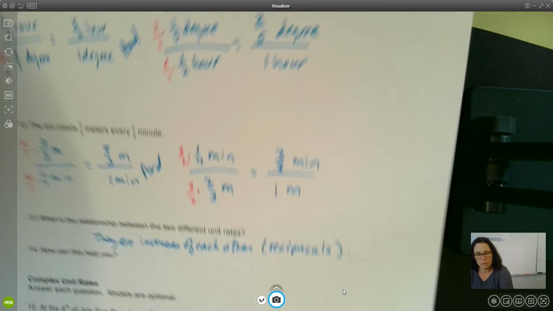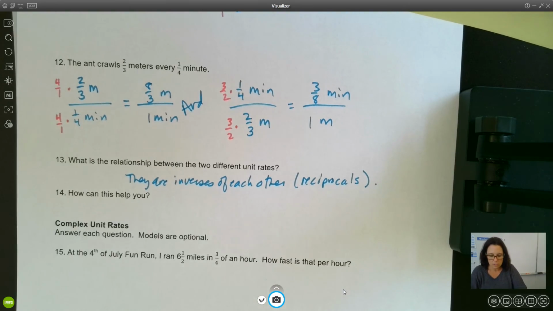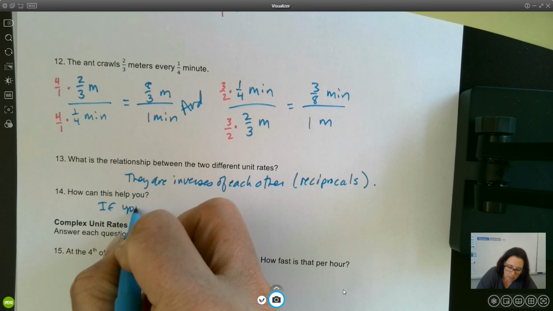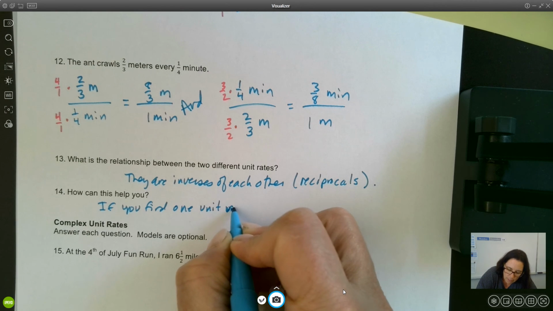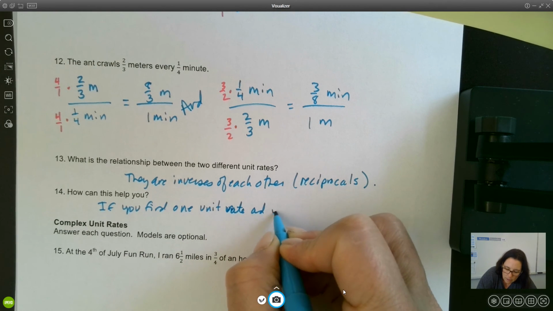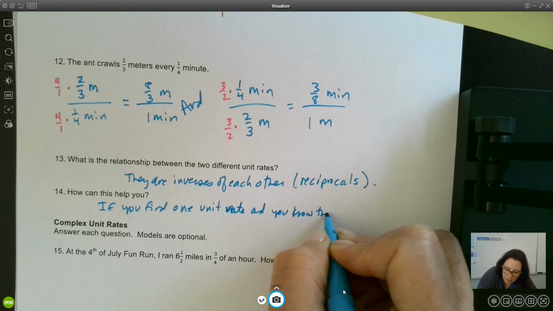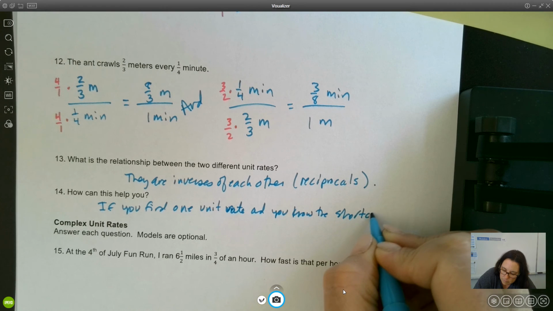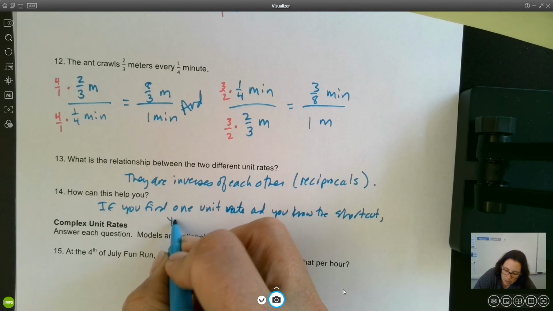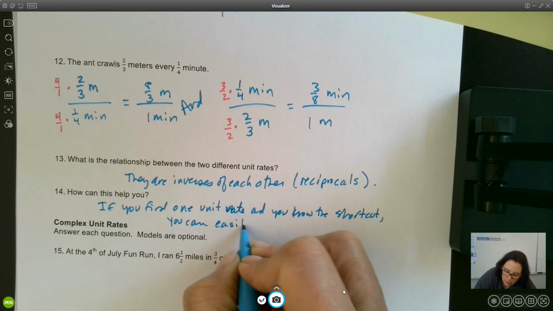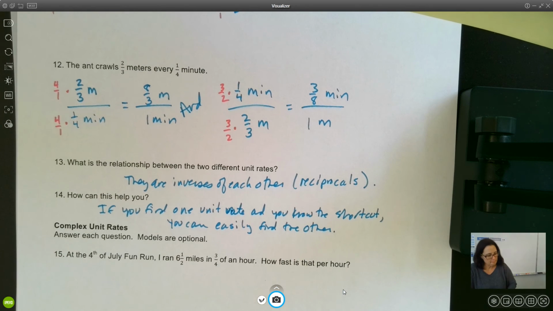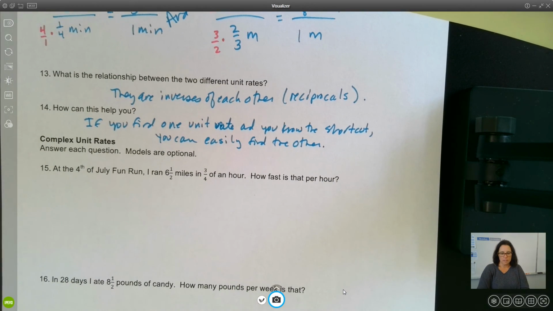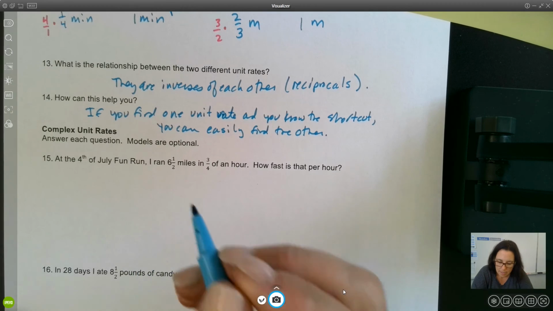How can this help you? Okay, we already answered that question, I think on the last page. If you find one unit rate, and you know the shortcut, you can easily find the other. All right, you will not have anything as complicated as this, okay, but I'll go ahead and do these last two. Okay, same thing here.